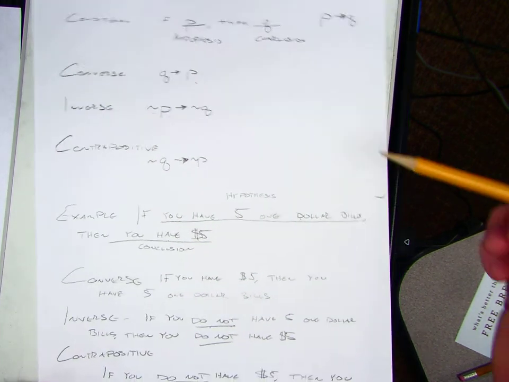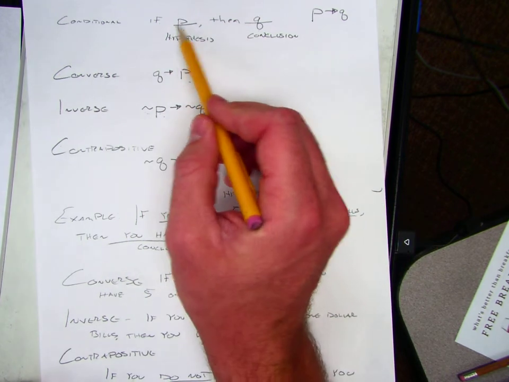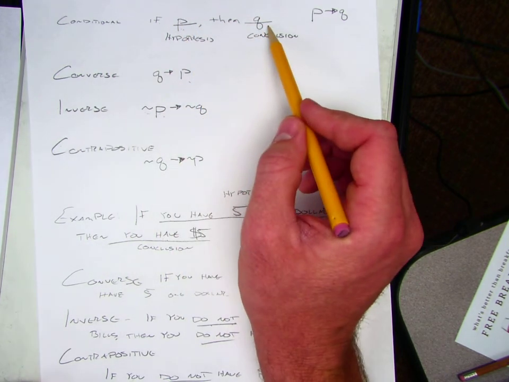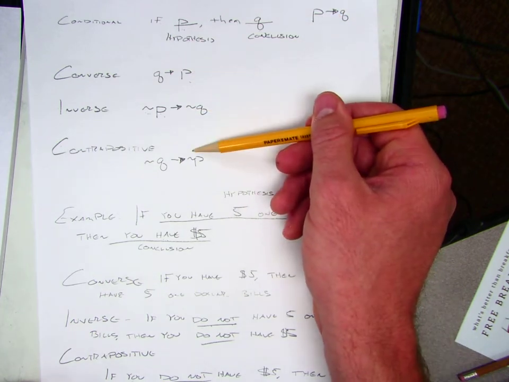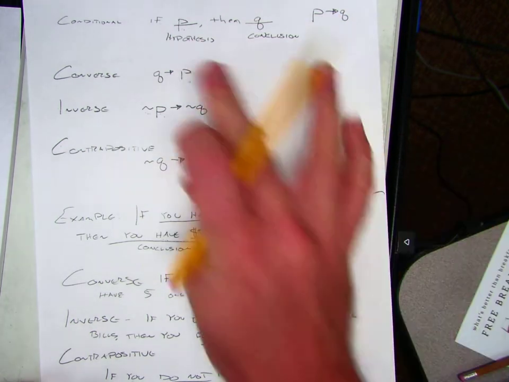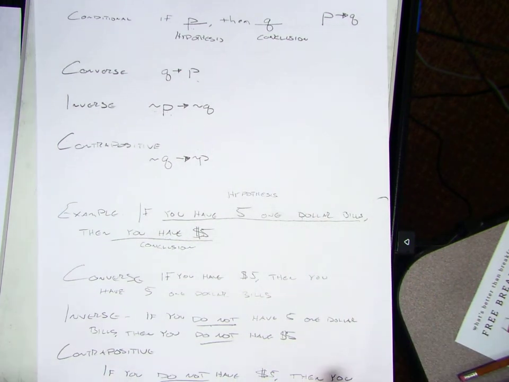So the important thing here is to be able to identify what the hypothesis and conclusion are of a statement, or in other words, what's the P part of the statement and what's the Q part of the statement. From there, if you memorize converse, inverse, and contrapositive, it's just a matter of flipping those statements around and saying not in front of them a few times. It's really a very simple concept.